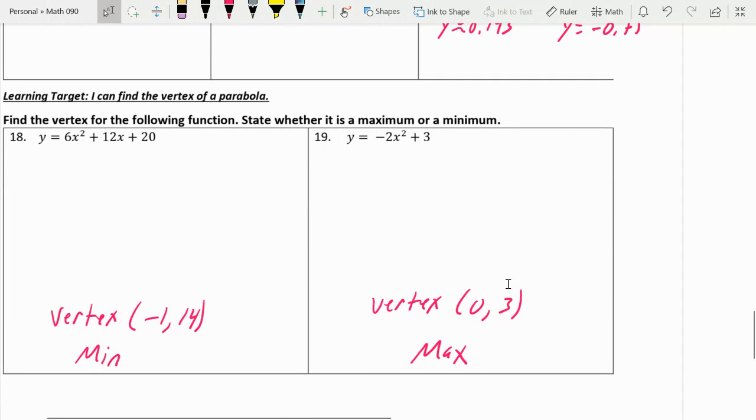Oh, I'm sorry, 18 and 19. You have to find your vertex and tell me if it's a min or a max. Really quickly, just to remember: if A is positive, the graph opens up, and your vertex is going to be a minimum. If A is negative, it's going to open down, and your vertex is going to be a maximum. Hopefully that helps.